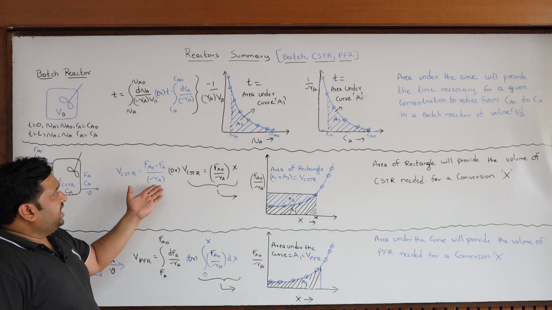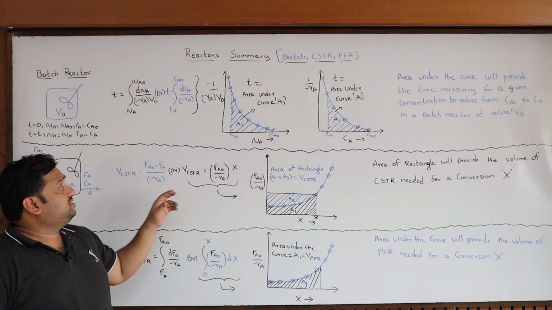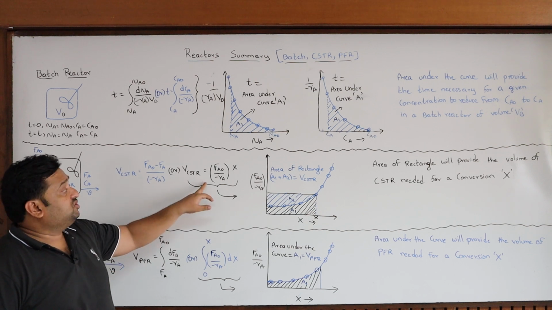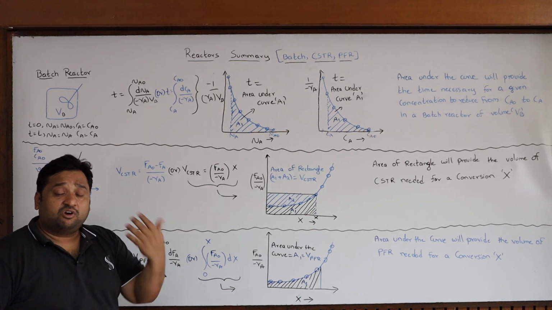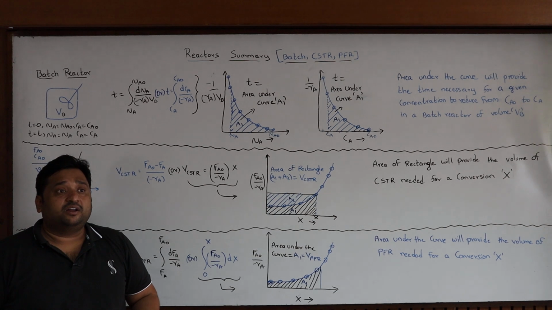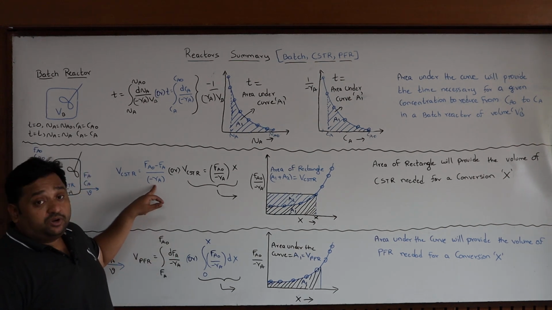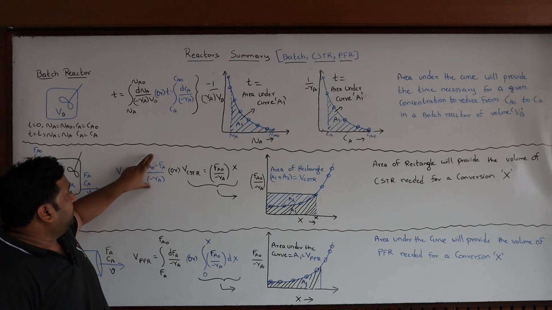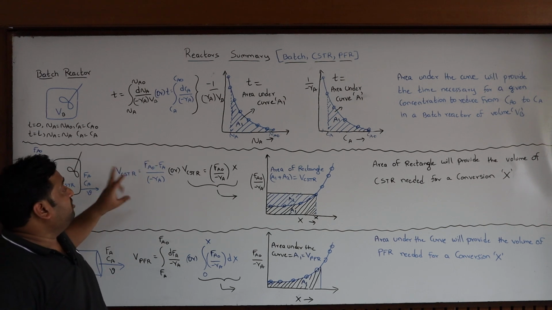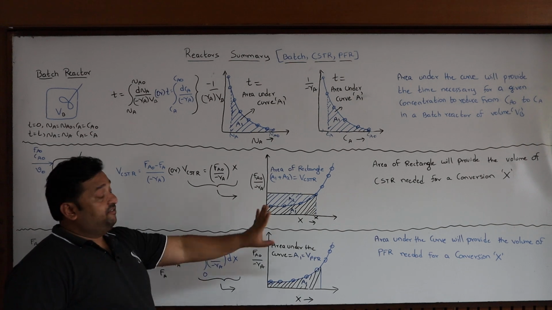Here, if you know the rate using analytical equations, whether zero order, first order, second order, or reversible reactions, or different kinds of reactions, you substitute and find out this term and you get the volume. Okay, now the graphical way.